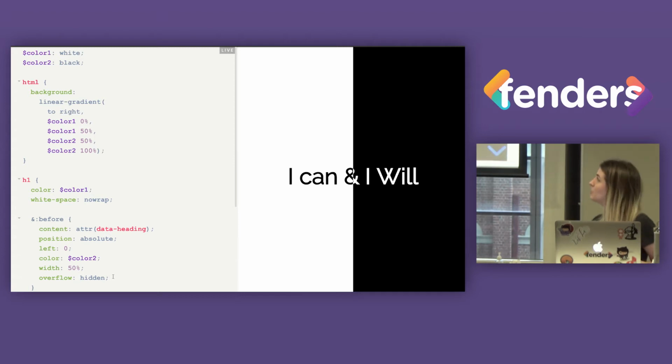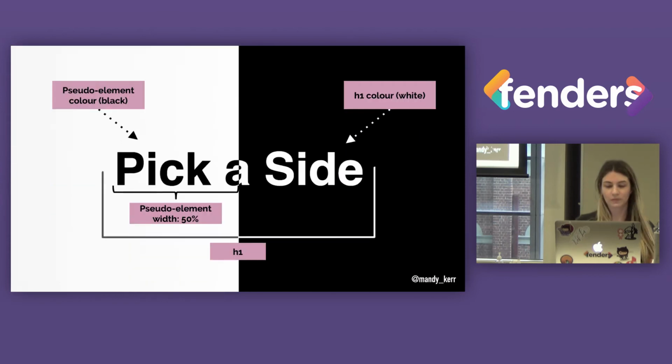So it's really easy to create these kinds of effects for single line, which seems like it might not be very useful, but you can make a lot of really cool layouts with that. Just a quick rundown of how that works, because I find diagrams really helpful. Basically, I've got my H1, which is white. I put the pseudo element on top and set the color to black. I add a width of 50%, which is where my gradient splits, and then I set it to overflow hidden, and that gives me a split vertical layout.